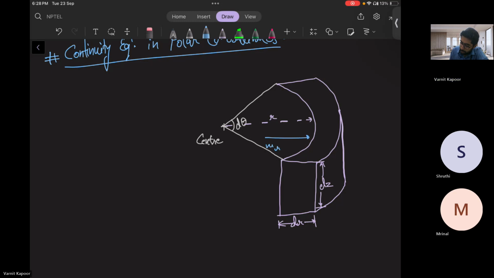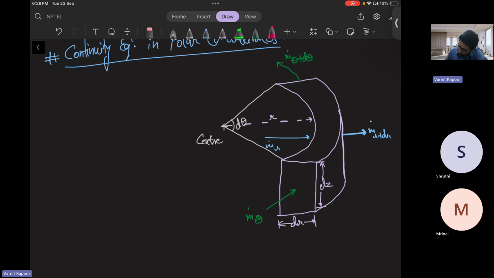Mass entered in the radial direction and exited at r plus dr. Again, we'll write the expression. Don't worry. Similarly, mass entered through the theta direction as well. So theta is this direction, right? Here mass entered through here, mass flow rate in the theta direction, and mass exited through here, that is mass flow rate theta plus d theta.